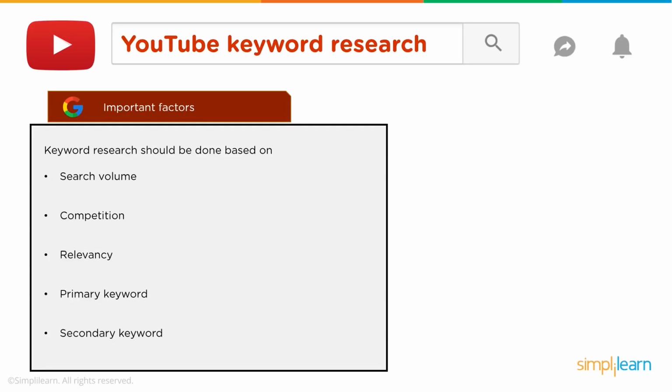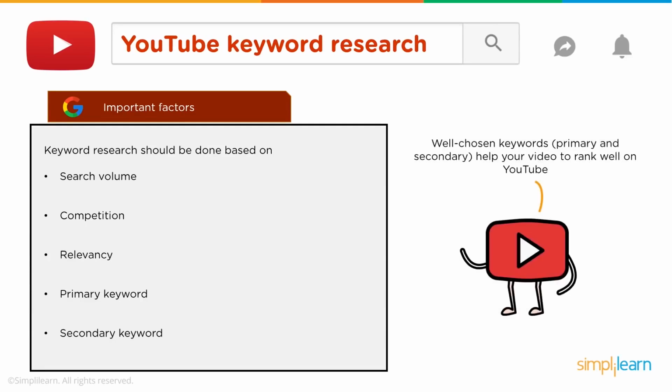So some important factors when we look at keywords. What we want to do is look at search volume. We want to look at competition. We want to look at relevancy. We want to look at the primary and secondary keywords that we want to use. So well-chosen keywords will help you rank.